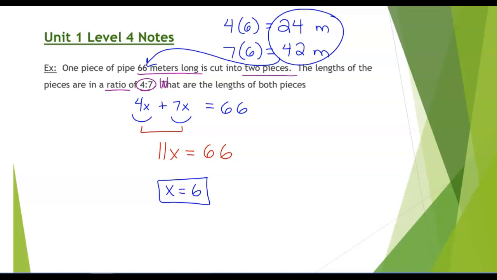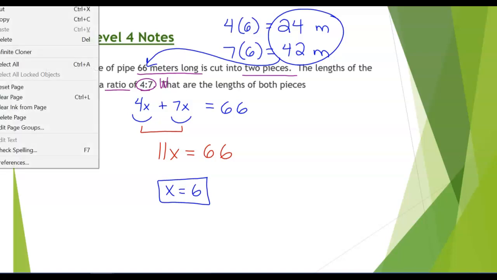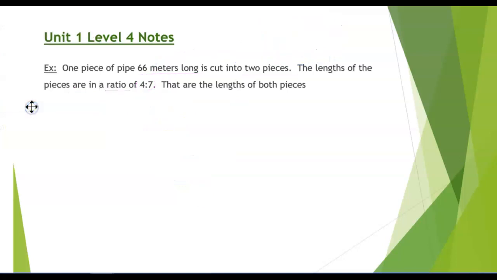However, a lot of kids might not think of it that way, so let me show you one more way of doing it. And that is knowing that 66 is our total meters of this pipe. And if I want to know the smaller length, let's compare that with the ratio of the pieces. Well, the 4 would have to be the smaller length, and the 7 would have to be the larger length.